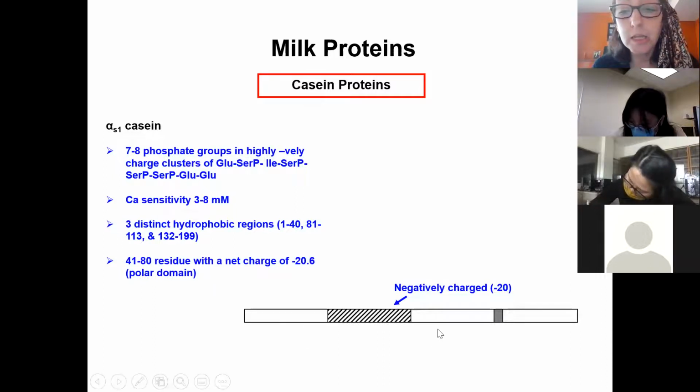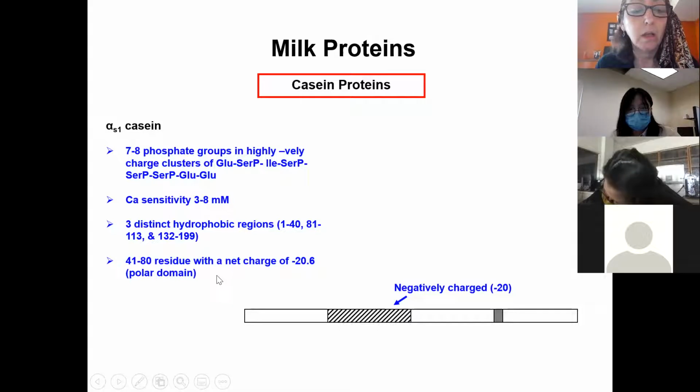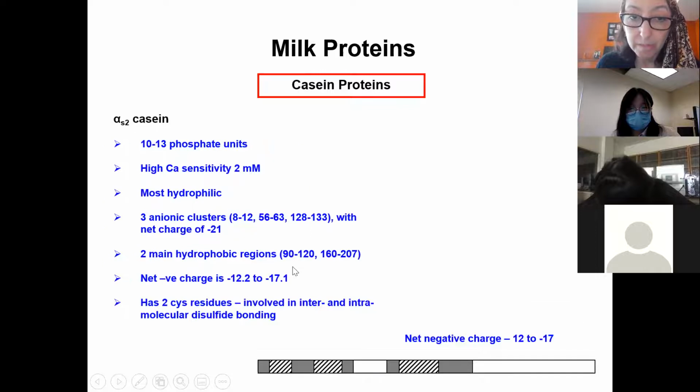So it has 3 distinct hydrophobic groups. So this white region that doesn't have any lines or is not grayed out is hydrophobic, mostly hydrophobic amino acid regions. The region that has these lines, these are mostly negatively charged. So you have a net negative charge of -20. And this region that is grayed out is hydrophilic, but not charged. So this is the characteristic of that one.